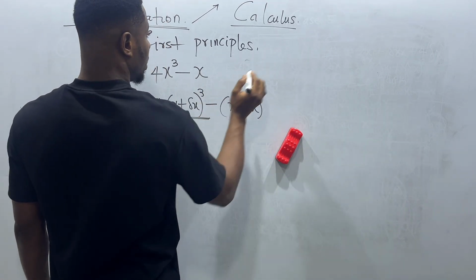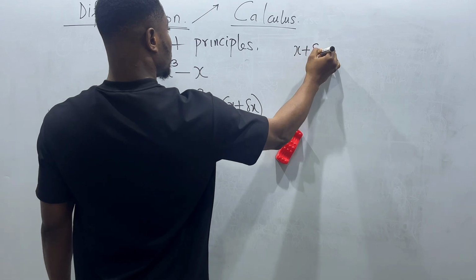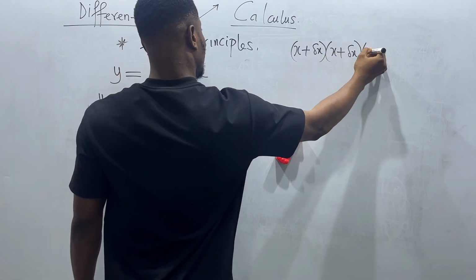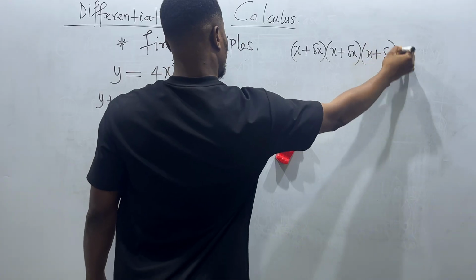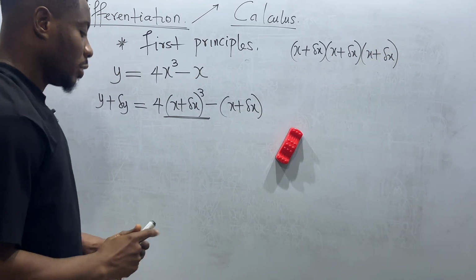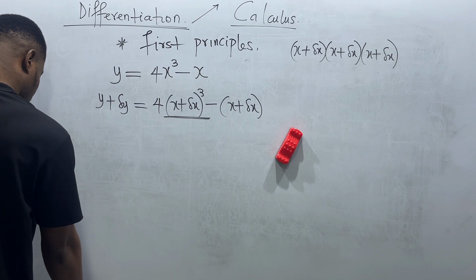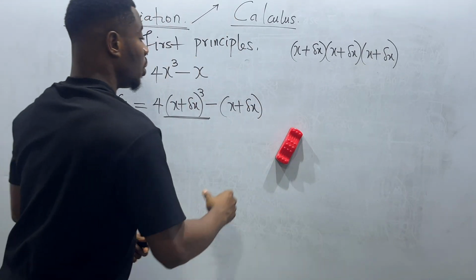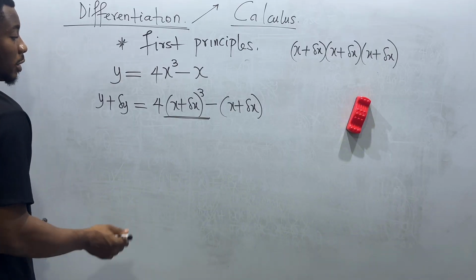You could say this here is something as saying x plus change in x, multiplied by x plus change in x, multiplied by x plus change in x. Okay, so that's what it means, right? Now at that point, you can actually do the expansion manually, or you could expand using binomial theorem.